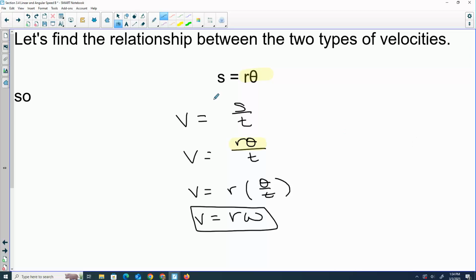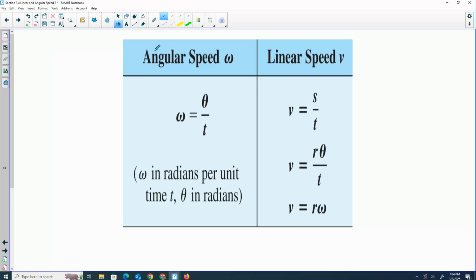I did include on the next slide just kind of a summary. This is a little snapshot from your book. It lists V equals R theta over T, kind of that in-between formula. You're welcome to use it, but I really don't, and I'm not going to give you that one on a test or quiz. It's fairly unnecessary if we have the others. So these are the ones that we're going to be looking at.